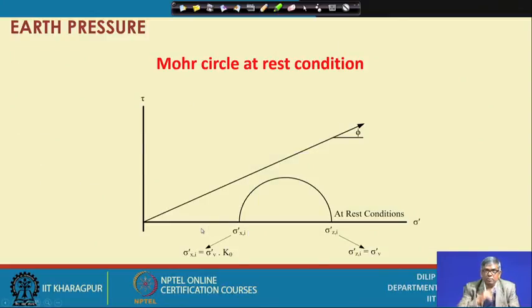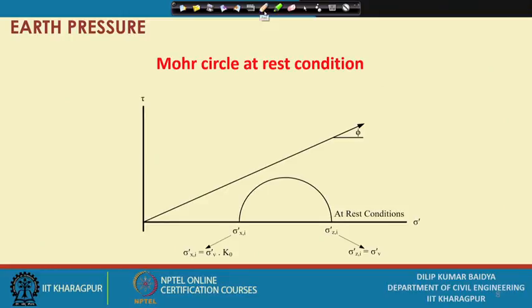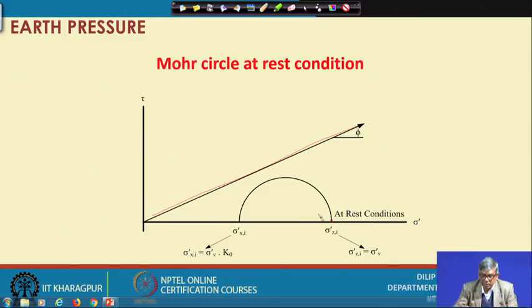And you can see, if I want to see the Mohr circle corresponding to the at rest condition, if the soil has a friction angle equal to phi, then this will be your failure envelope. And at the at rest condition, sigma v, suppose this one, and sigma h, suppose this one. Either way, h or v can be there.